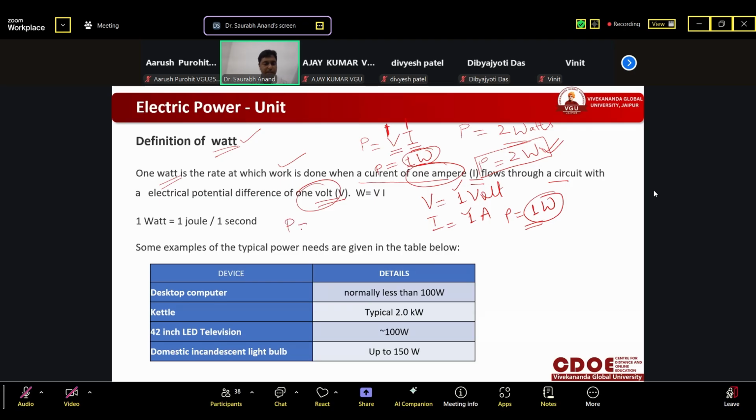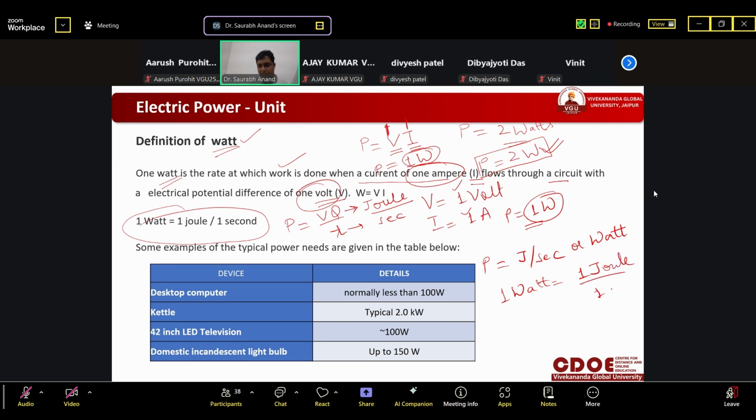So from that, P is equal to VQ by T. This is the energy transferred. This has the unit joule and this has the unit second. So joule per second is also the unit of power. So power has basically joule per second, or it is written as watt. Clear? So if we want to write 1 watt, then it is 1 joule upon 1 second. Clear? So this is written like this. 1 upon 1 is no change, because 1 by 1 is cancelled, and that will become 1 again. So it is 1 watt. Are you getting what I'm saying?